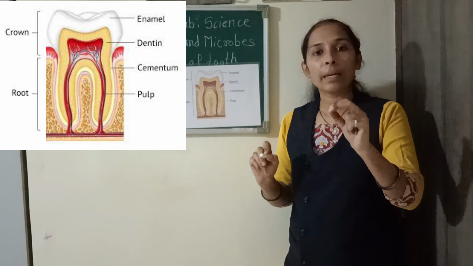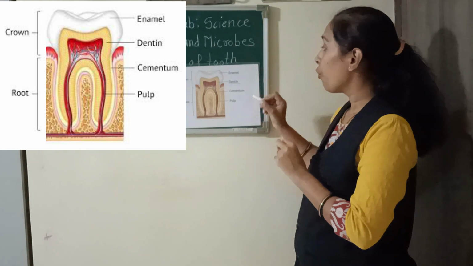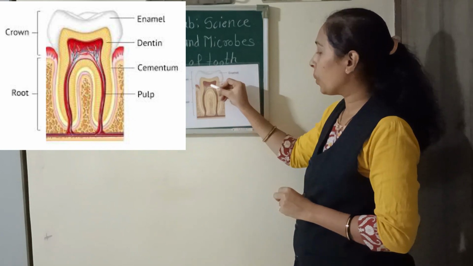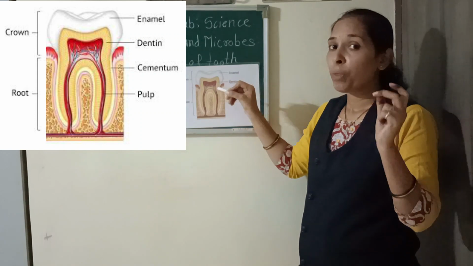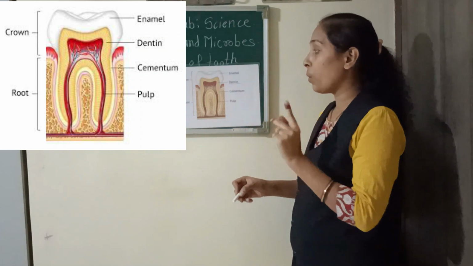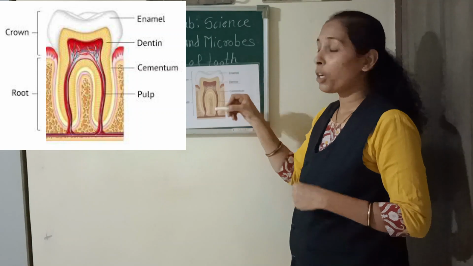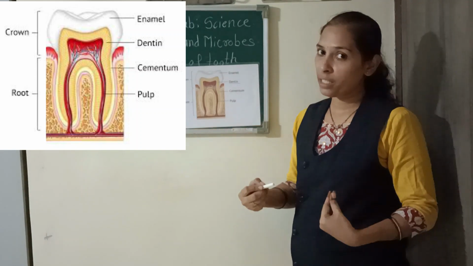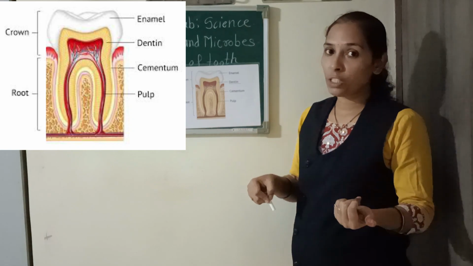So this pulp is the innermost part of the tooth, which is present below the dentine. What we have discussed up till now is that the tooth has two parts: crown and root. Crown means the part of the tooth that we can see. Root means the part which is inside the gum that we cannot see.